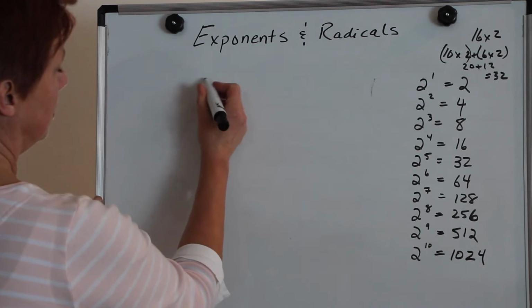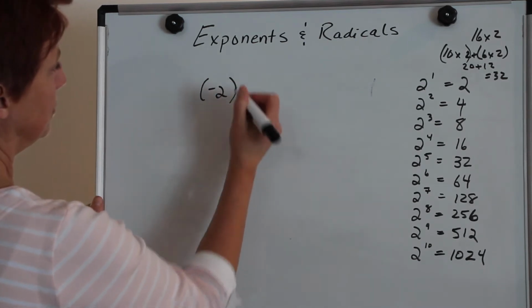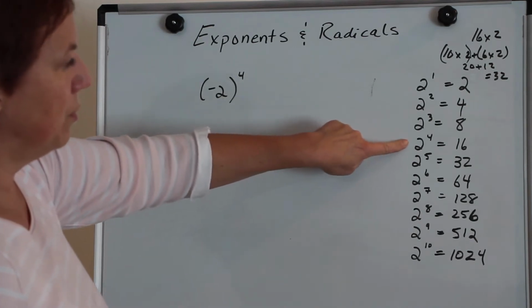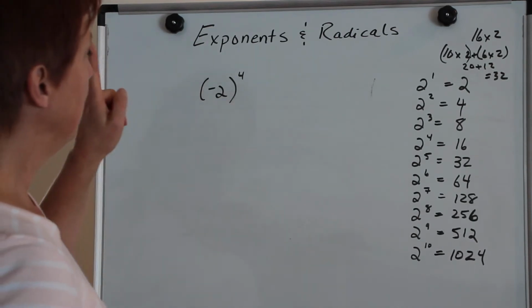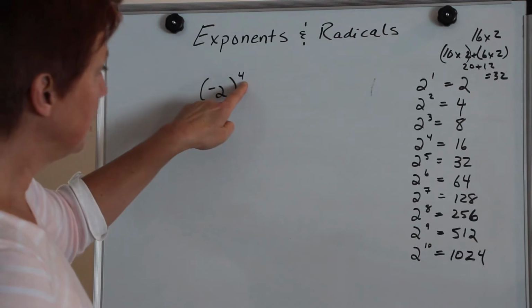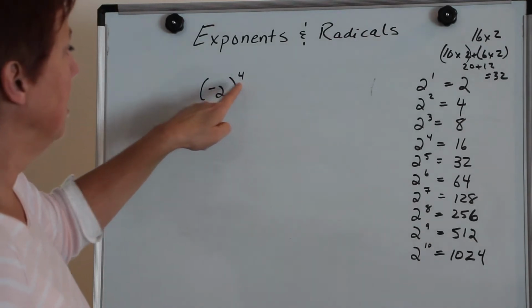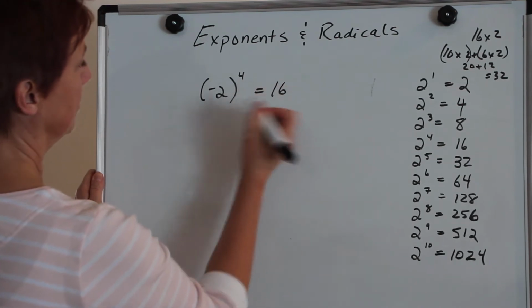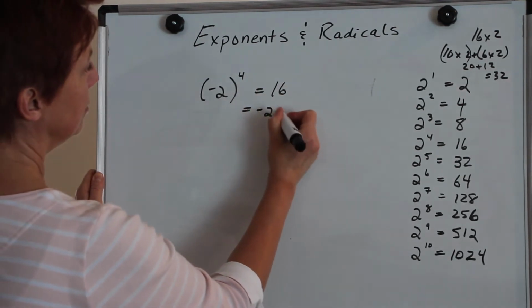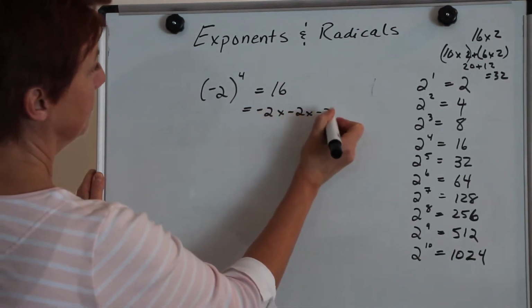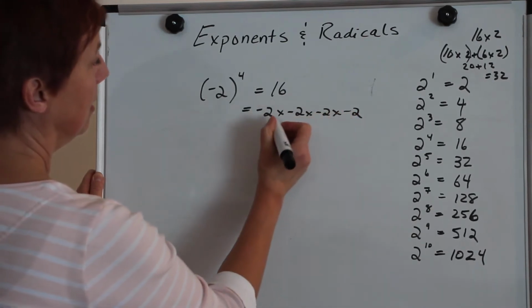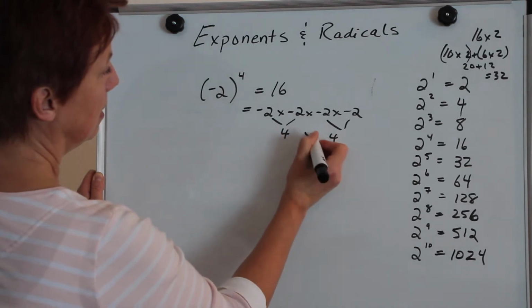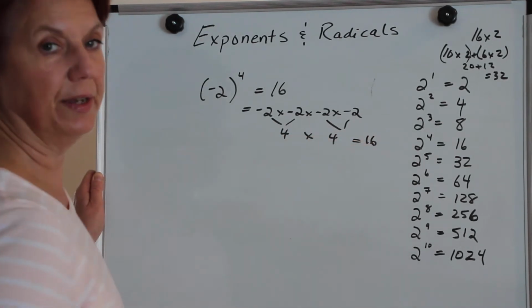Okay, so how about this? Negative 2 to the power of 4. So we already know that 2 to the 4 is equal to 16. Because the exponent is even, we are going to end up with a positive answer, okay? And here's why. This is what we're doing. These negatives cancel out to give us 4, and so do these. And so, of course, 4 by 4 is 16, right?